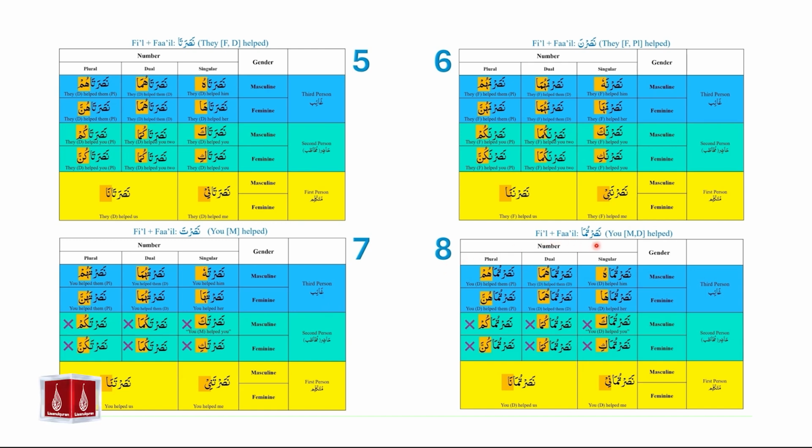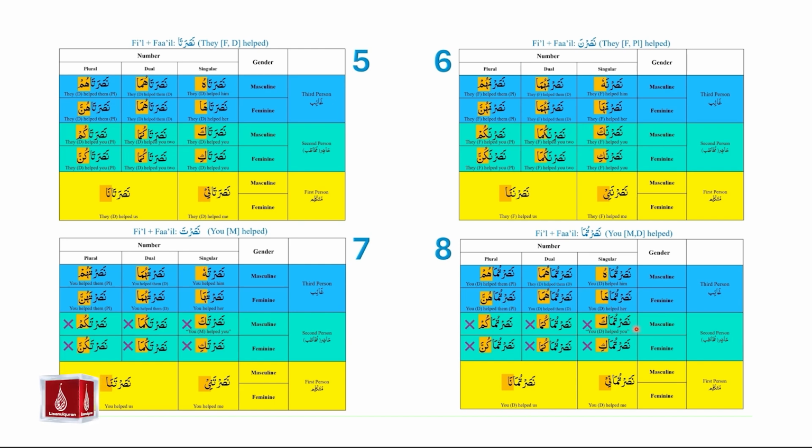Next we will look at nasartuma. Nasartuma means you helped, referring to dual and masculine. Nasartumahu, nasartumahuma, nasartumahum, you too helped them. Nasartumaha, you too helped her. Nasartumahuma, nasartumahunna.